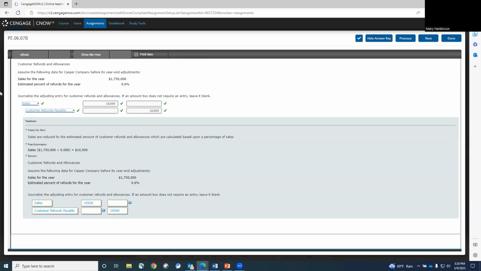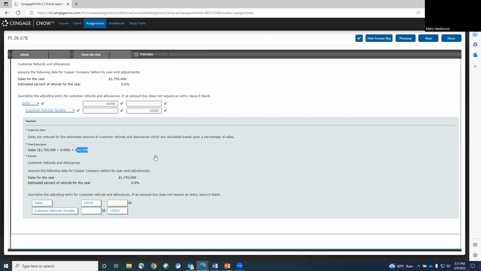We have to change that 0.6% to a decimal so that we can multiply it. When you do that, you move the decimal point two places to the left. We see that right here. Here it is represented as a percentage, and here it is now represented as a decimal. You would just take that amount and multiply it by your total sales. So the amount for your customer refunds and allowances is going to be $10,500.